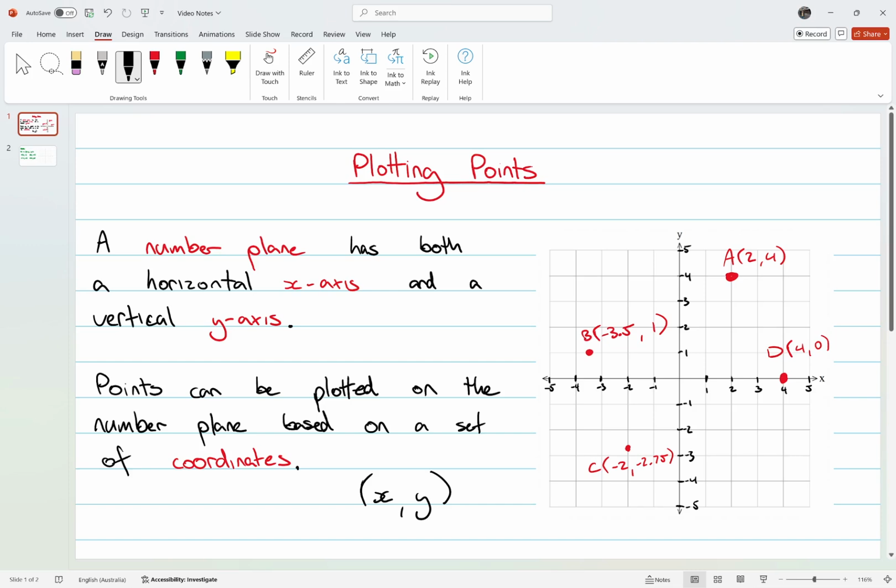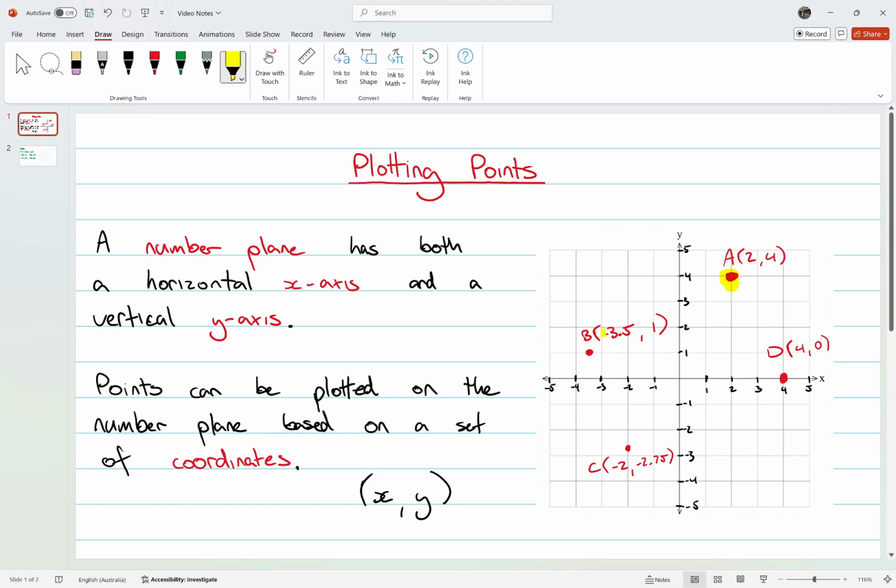The x value always tells you how far left or right you're going to go. The y value will tell you how far up you're going to go, starting at that center point where the two axes meet, called the origin. So if we look just to the right here really quickly, we see that this point, which I've called A, starting from the origin goes 2 across, so that's why the x value is 2, and then it goes up 4, so it means the y value is 4.